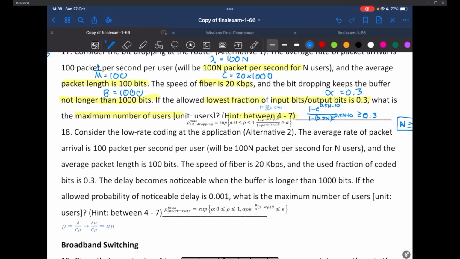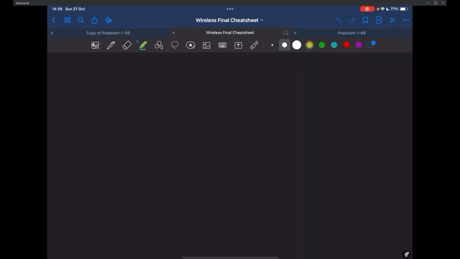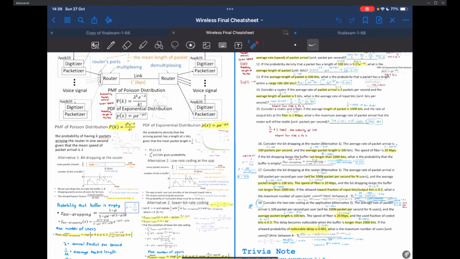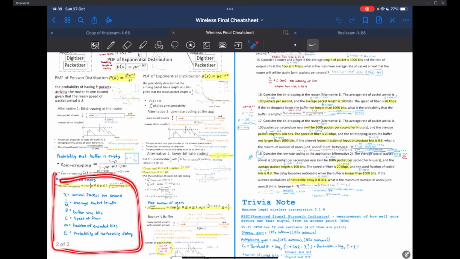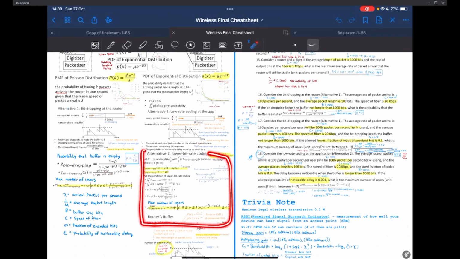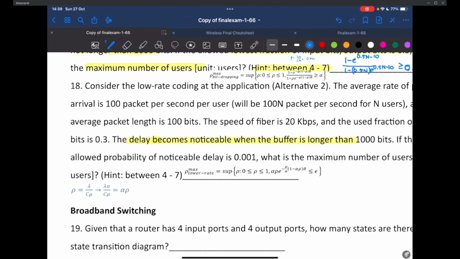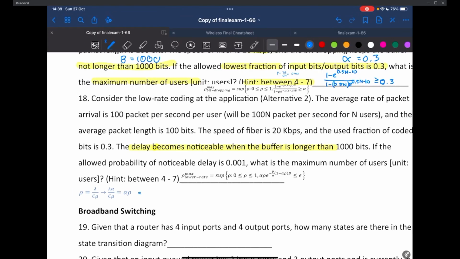Last one, we want to find n again. This time, given that there's a delay here, we have to use the second formula. The first one is the maximum number of users, but the second one is the delay. So we find rho first, but this time rho is different because rho looks like this, so it's alpha times rho.